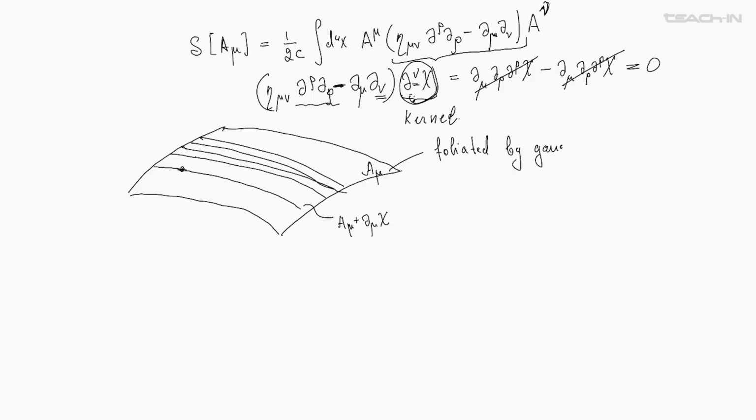And all possible electromagnetic potentials which lie on one and the same orbit live in one and the same physics, because for all the points on this orbit, the values of E and H are one and the same. So all states belonging to the same orbit describe the same physics and correspond to the same physical state.